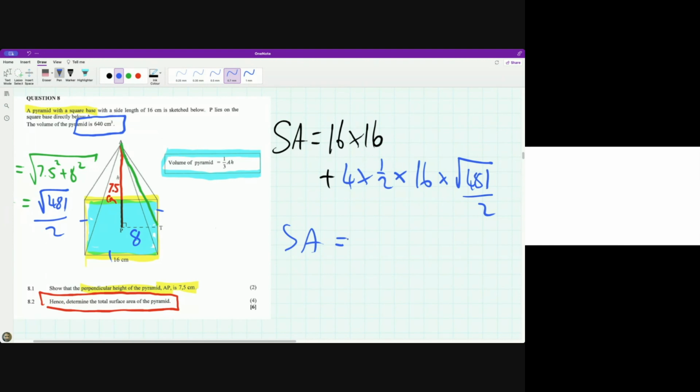And what are you guys getting? Why am I getting something a bit different? Let me try that again. 16 times 16 plus 4 times 0.5, so 4 times a half, times 16 times the fraction, which is 481 square rooted over 2. I get 606. So I get 606.91 centimeters squared. That is what I get.